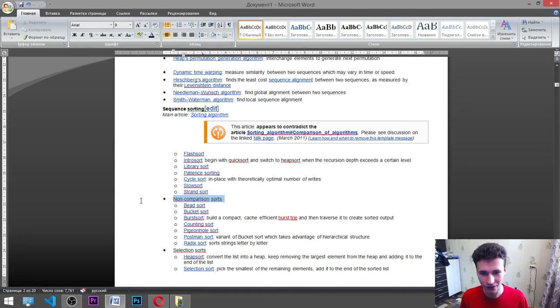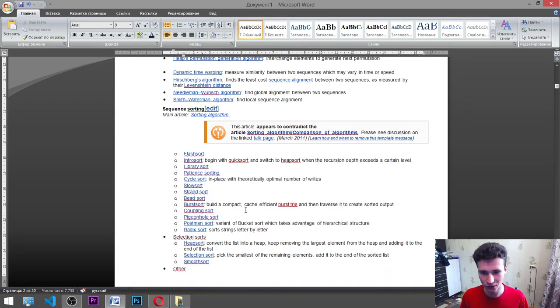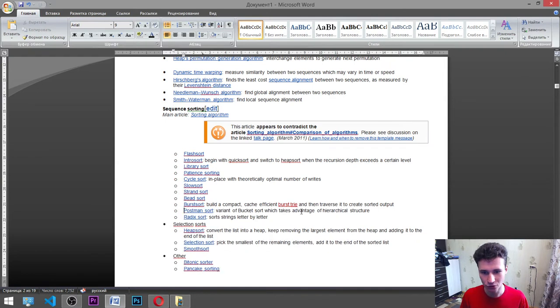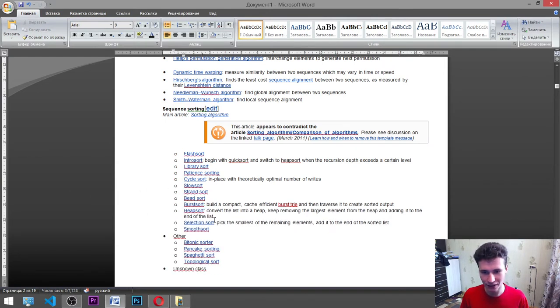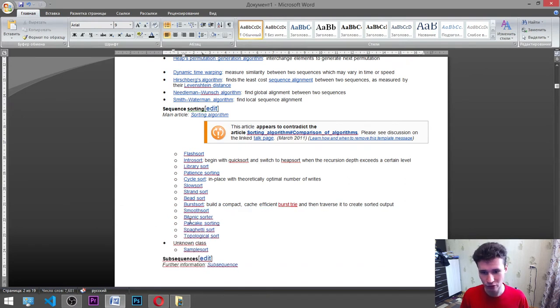Okay, but non-comparison sort, bit sort, bucket sort, I know. Counting sort, I know. Pigeonhole sort, I know. Postman and radix, I don't. I know. Selection sorts, heap sort, selection sort, smooth sort. Okay, we will do this. And heap sort I know too. Smooth sort need to learn about it more.